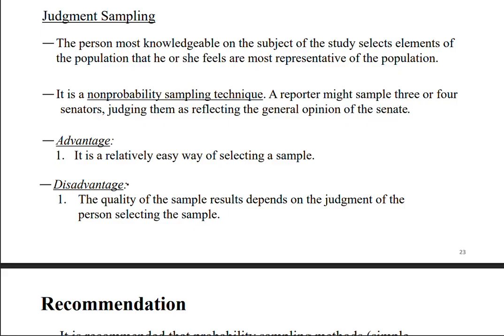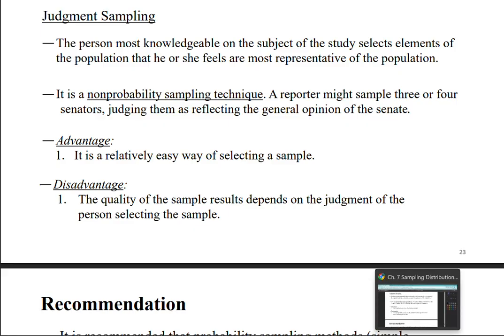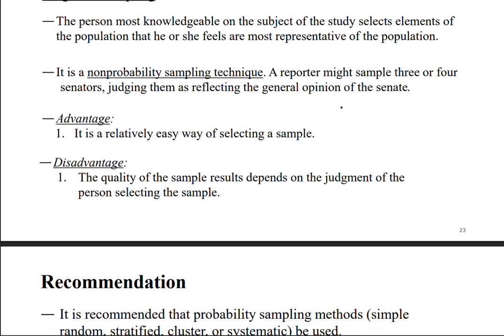The last one I want to talk about is judgment sampling. Here, we select our sample or our participants using our own judgment. Judgment sampling is also another example of a non-probability sampling technique. We choose our samples based on our opinion or who we feel will be more representative of the population. And so it's an easy way to select a sample because you don't have to go through the process of randomly choosing or dividing them into clusters or strata, but it's a non-probability method of sampling and it's not recommended.